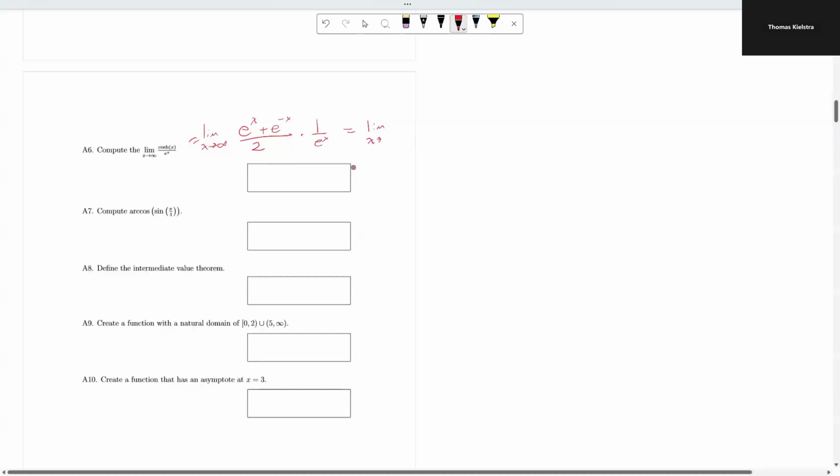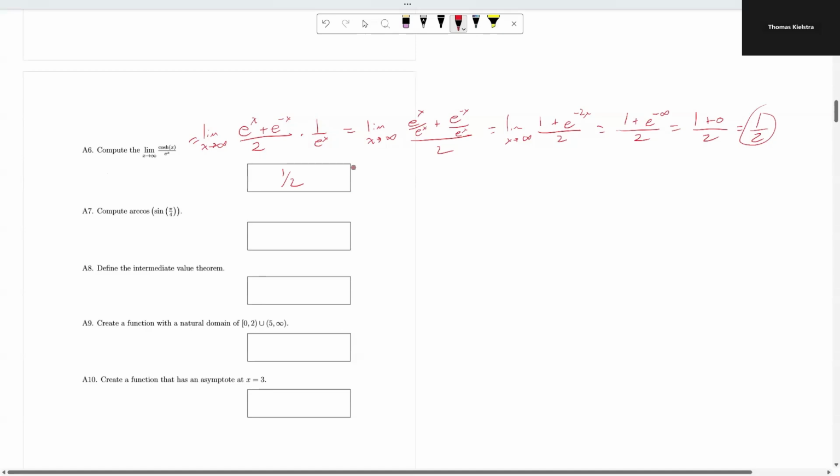So the limit as x goes to infinity of e to the x divided by e to the x plus e to the minus x divided by e to the x, all over 2, which equals the limit as x approaches infinity of (1 plus e to the minus 2x) over 2, which equals (1 plus e to the minus infinity) over 2, equals (1 plus 0) over 2, which equals 1/2. So my limit is 1/2.